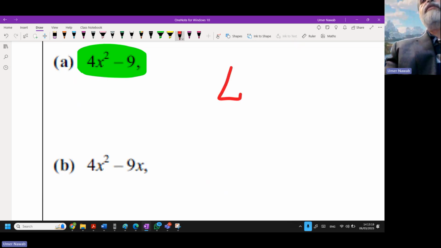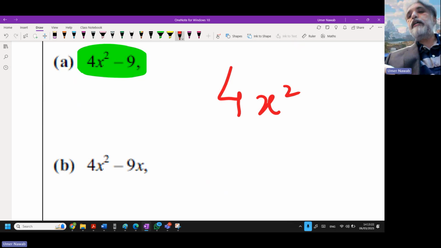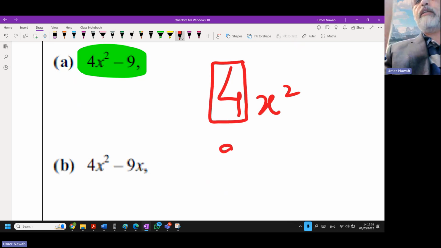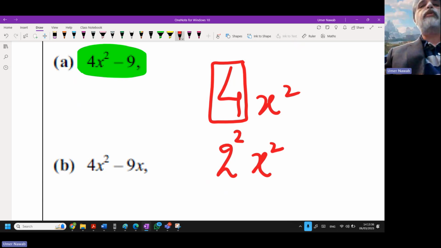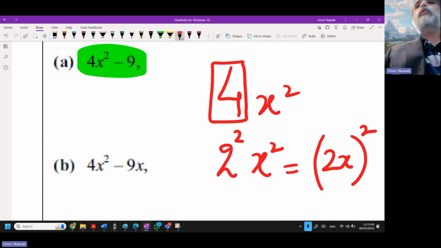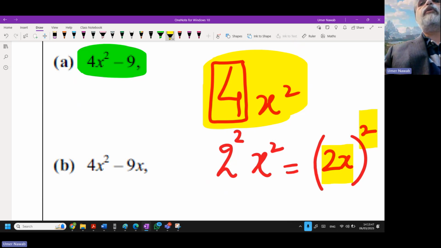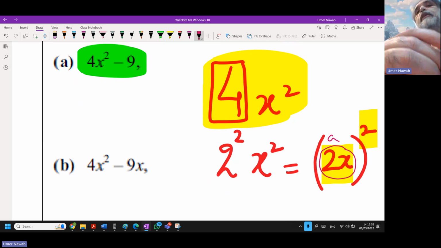Now, if a student has 4x squared, how will that student write 4x squared as a whole square? Instead of writing 4, you know that it is written as 2 squared, and this is x squared. Now 2 squared x squared is not under the square, so I'm going to write it as 2x whole squared. So no need to write 4x squared, rather you have to write it as 2x squared. So in this case, my A is 2x. I hope it is clear to you guys.